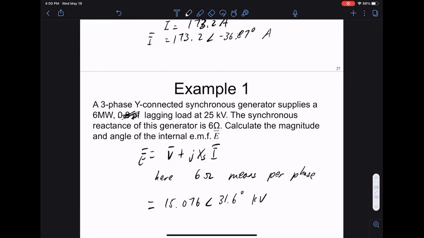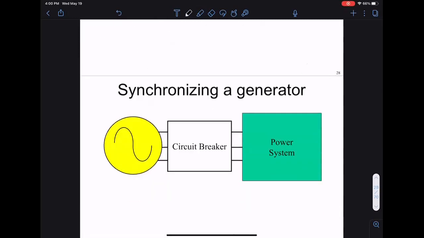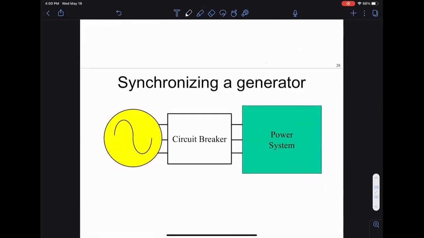All right, so this is what a standalone generator looks like. Of course, most generators are not standalone. They don't just power one load. They go to the grid. So let's say I have a generator, and I have a circuit breaker. I want to close the circuit breaker so the generator connects to the grid.